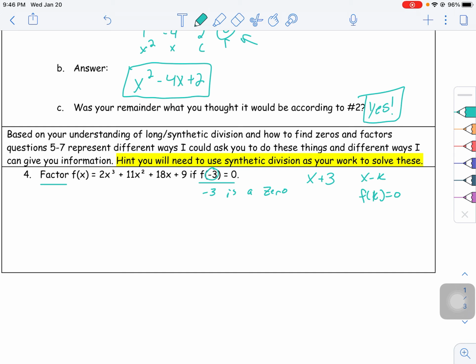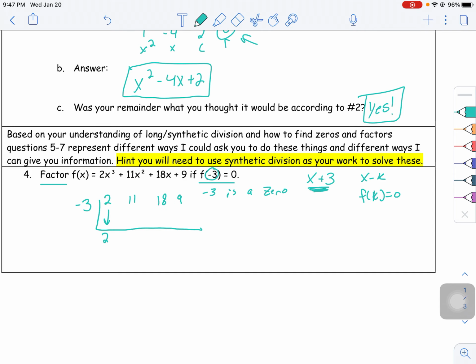All right, so what do you need to do to find the rest of the factors? Well, we actually can't factor this in its current state. So what we need to do is divide that function by x plus 3. So then we're going to put negative 3 on the outside. Synthetic division goes 2, 11, 18, and 9.